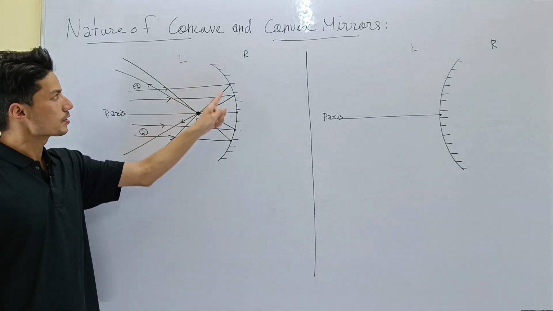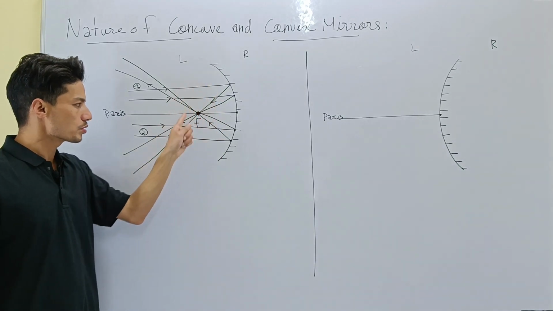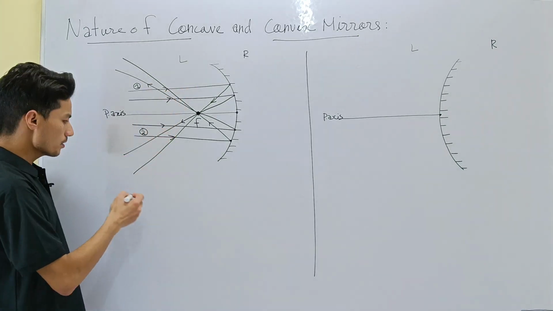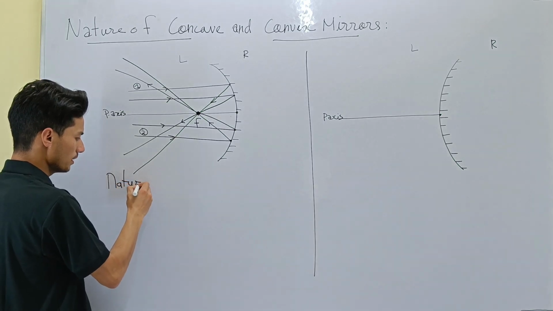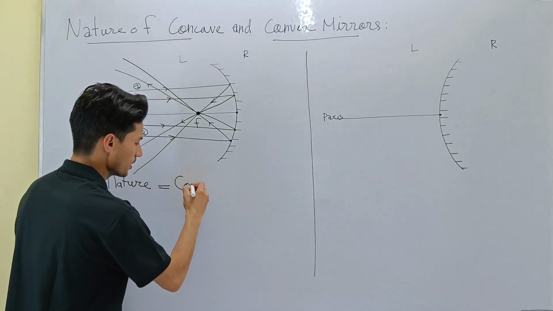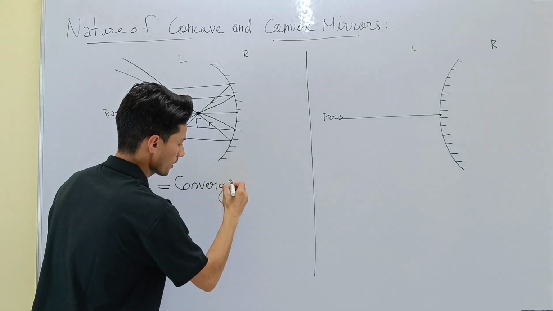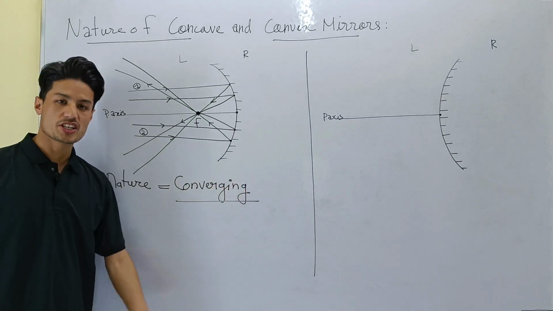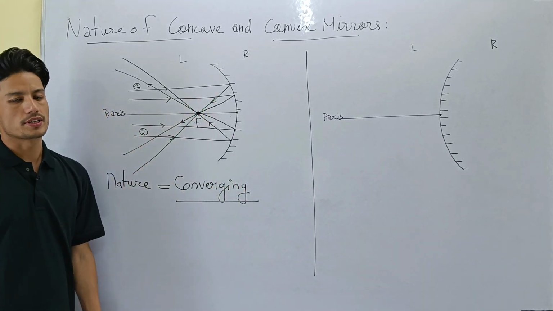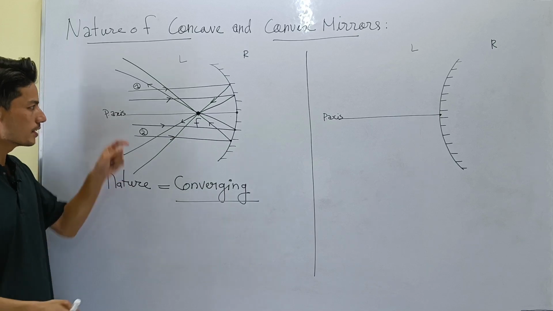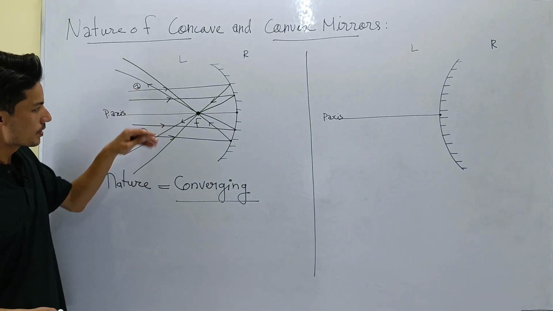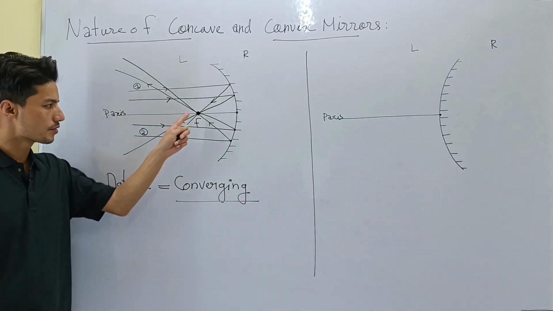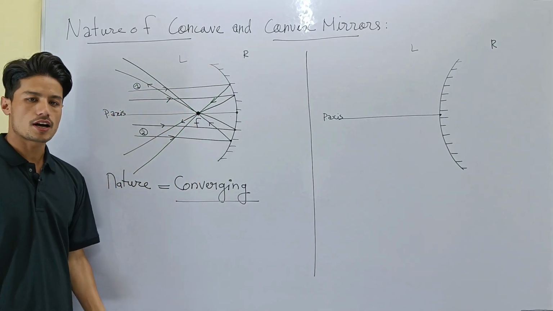This happens in a concave mirror, and because of this, concave mirrors are also known as converging mirrors. What is the nature of the concave mirror? The nature is converging. Okay class, converging, remember this. Converging means they meet at one point. Previously they were all traveling separately. Four rays were traveling separately. After reflection, they all converge at this point. This is the reason why concave mirrors are known as converging. Are we clear with this?